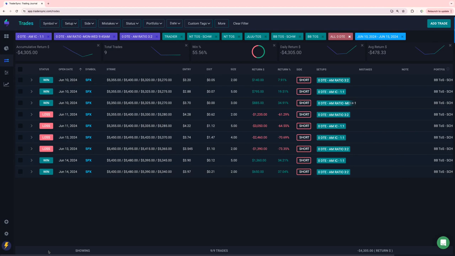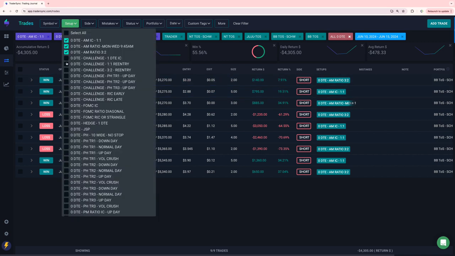A little bit red for the week on 0DTE. A little bit green on some of the others. So here is my AM trades. You can see, that would be Tuesday and Thursday were red days. Monday and Friday were green, but net minus 4,300 on my AM trades.